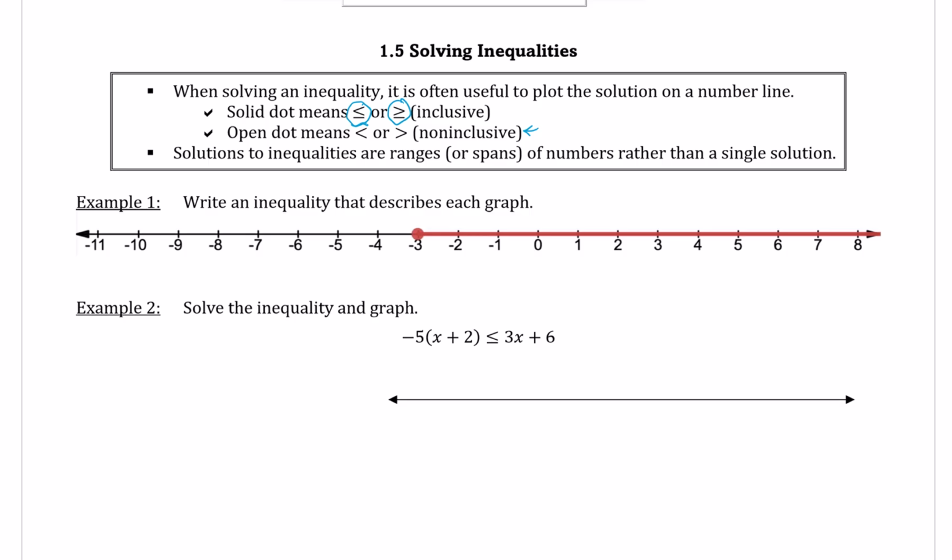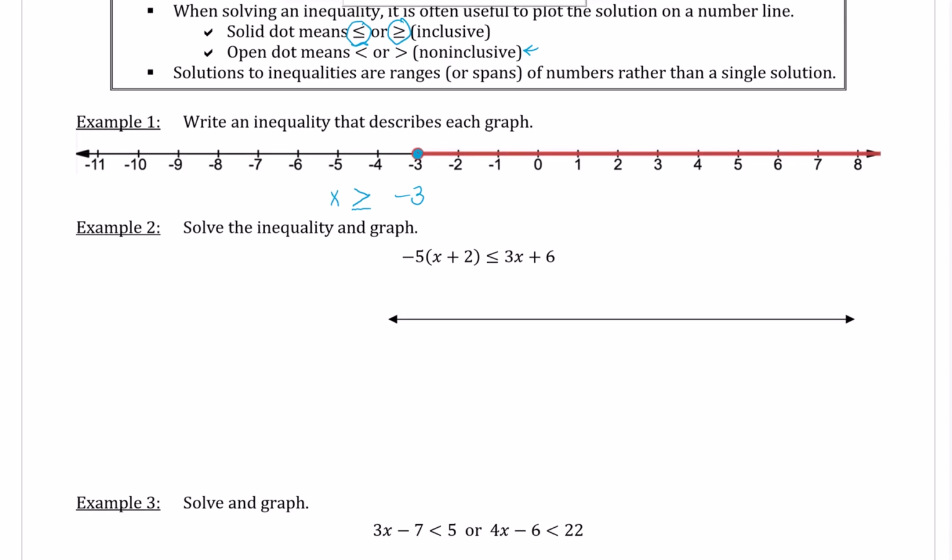So if I'm writing an inequality that describes this graph, we see that we have a closed circle at -3. So we know -3 is going to be in it. And then we want all of the numbers, and we can represent numbers as x, that are bigger than that. So all the x values that are bigger than or equal to -3.